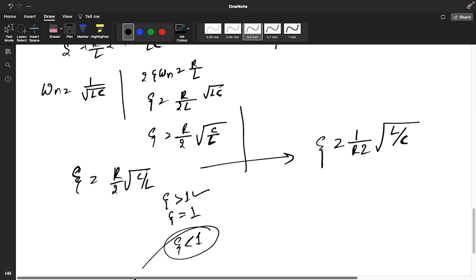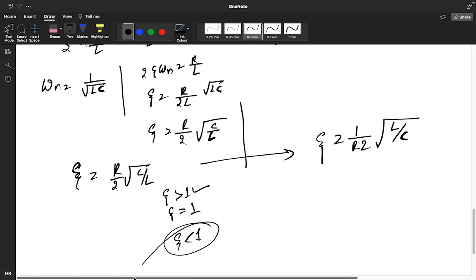Is this clear? Guys, is this clear? Yes, sir. Okay. So this is the concept. Zeta value means how to find the zeta value. I hope you understood, right?